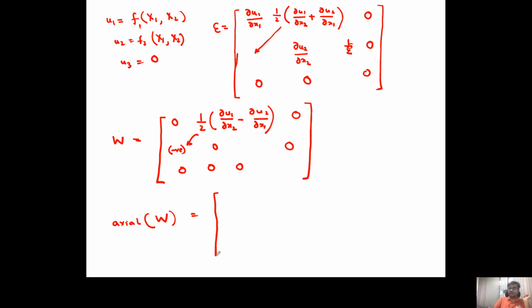So axial of W will be a vector, right? So what will be there in the first location? First location is 2, 3. So this is 2, 3. So this is 0. What will be the second location? 1, 3. This is 1, 3. So that becomes 0. And what will be in the third location? 1, 2. This is 1, 2, and with a negative sign. So minus half del u1 del x2 minus del u2 del x1.